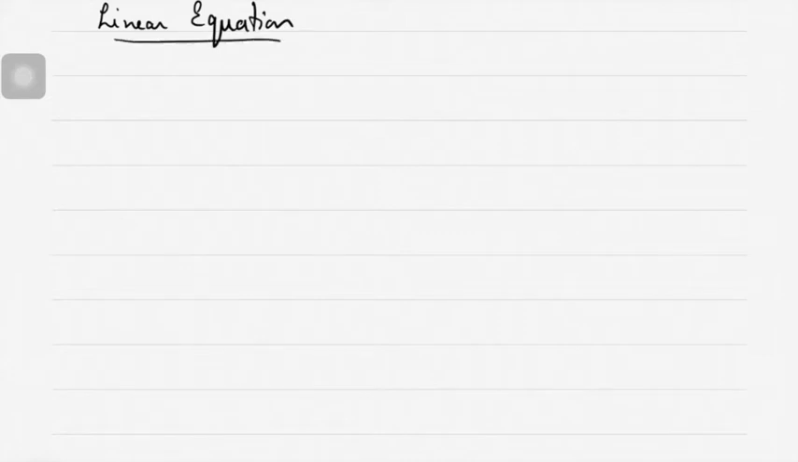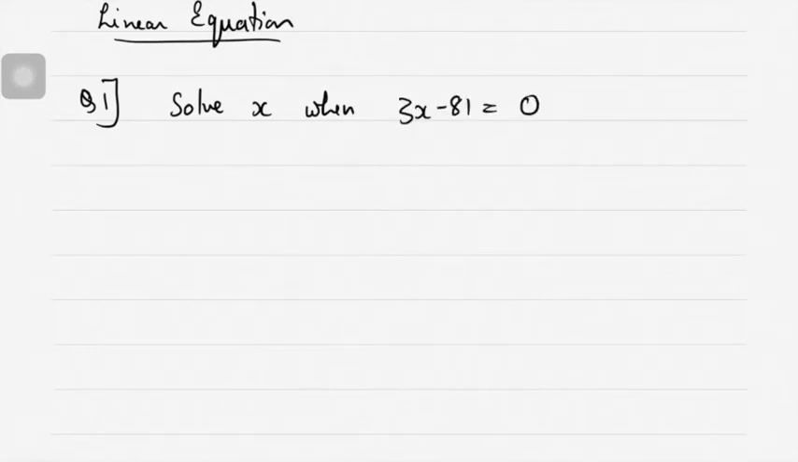Linear equation. Problem 1. Solve x when 3x minus 81 is equal to 0. Let's solve this. Very simple it is. So 3x minus 81 is equal to 0.